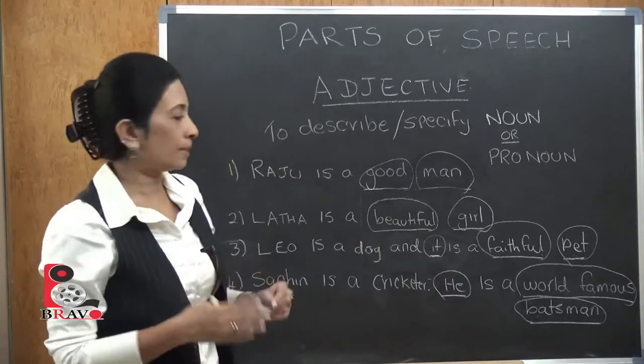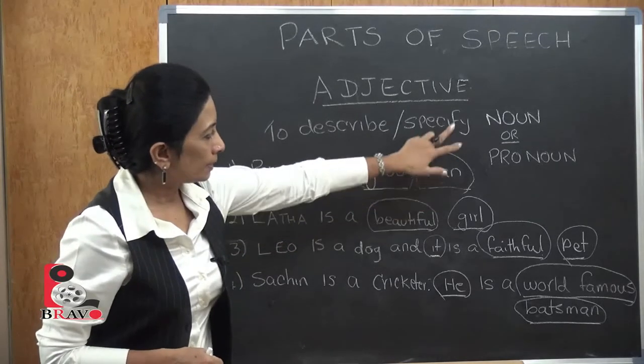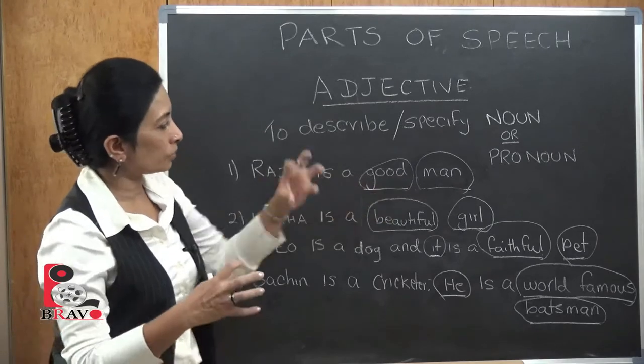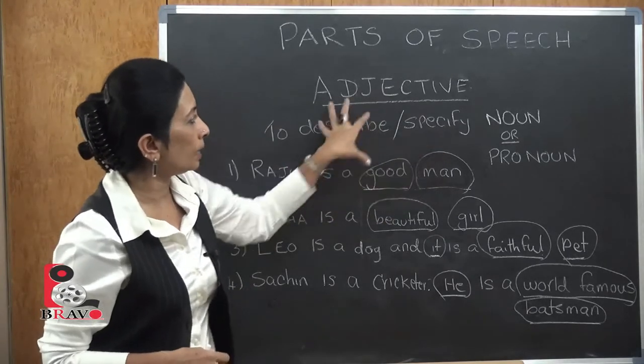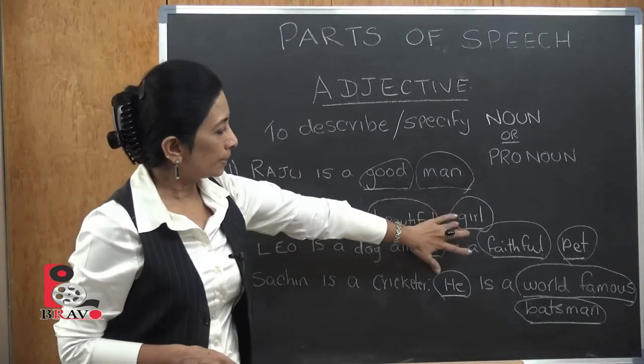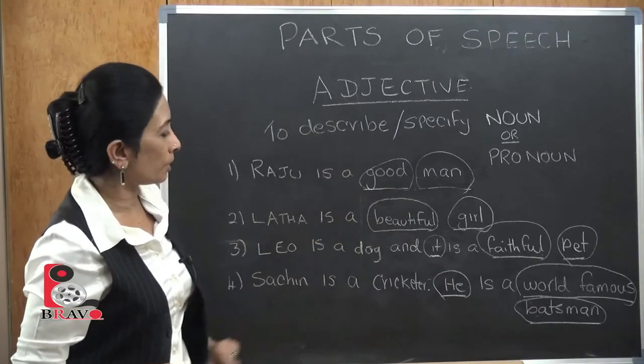I'll repeat in simple English again. Raju is a good man. The noun is man, the adjective is good, because what kind of a man? The word that describes the noun is the adjective. Lata is a beautiful girl. The girl is the noun, and what kind of a girl is she? She is beautiful. So the word beautiful becomes the adjective.